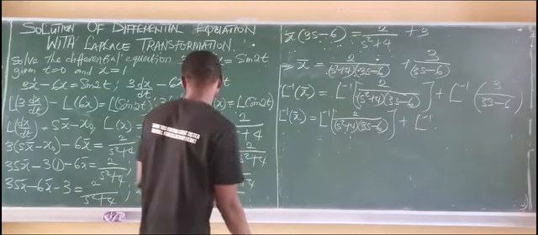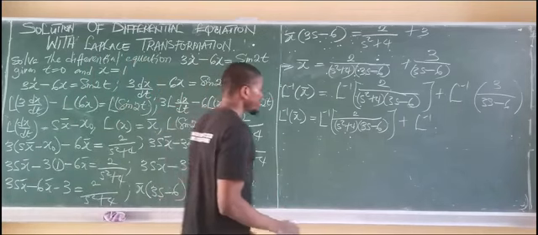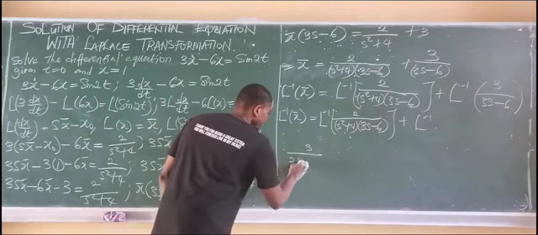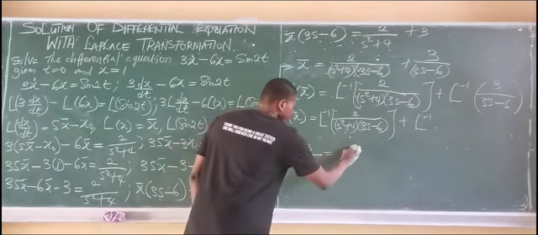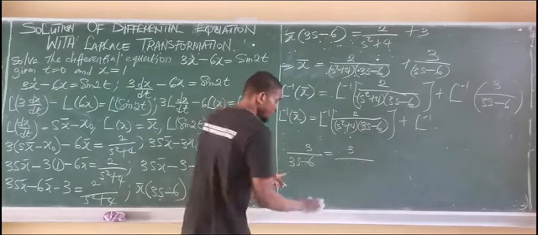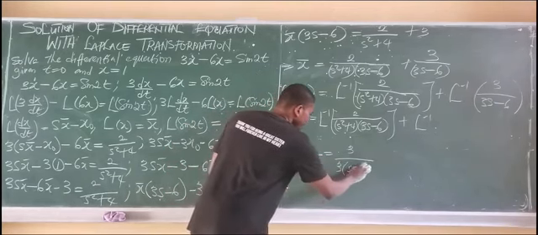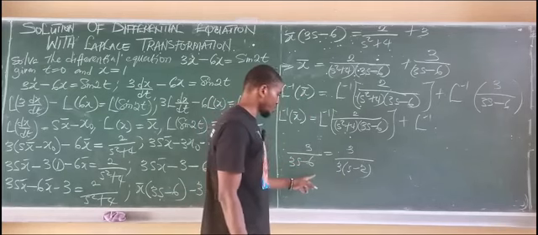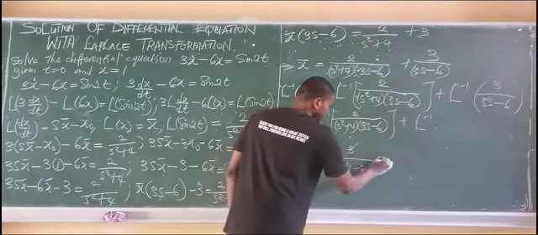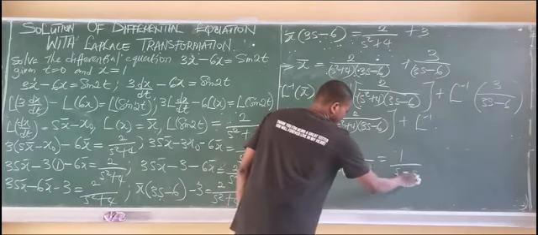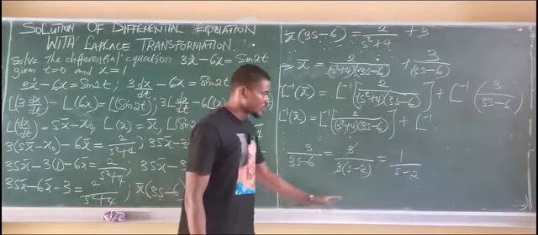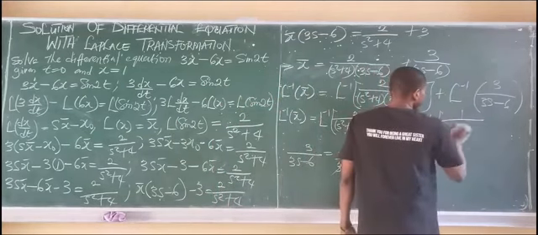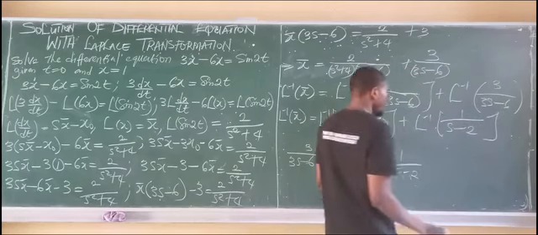Let's do that somewhere around here, just to save time. Now I have 3 all over 3s minus 6. 3 is common between these two, so I can factor 3 into s minus 2. Of course, 3 times s gives me 3s, and 3 times 2 gives me 6. So from here, 3 cancels 3. That means it can be written as 1 all over s minus 2. Therefore, it becomes the Laplace inverse of 1 all over s minus 2.